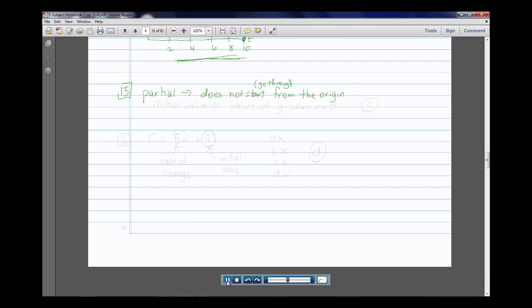Now the second part is, what is the initial value? The initial value is the value of y when x is 0. If you take a look at Jamie's graph, at time t equals 0, the value of the earnings is $30. So that tells you that the correct answer is C.